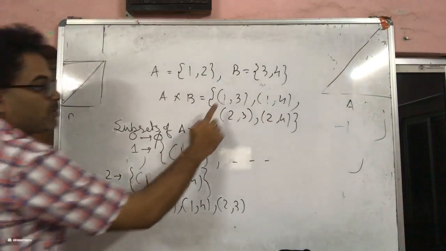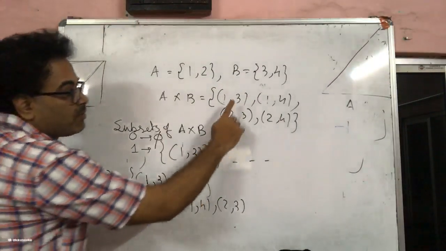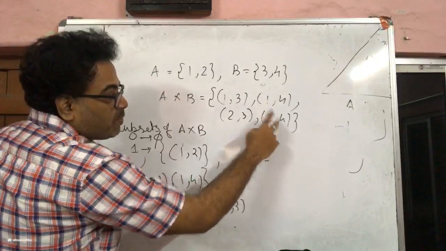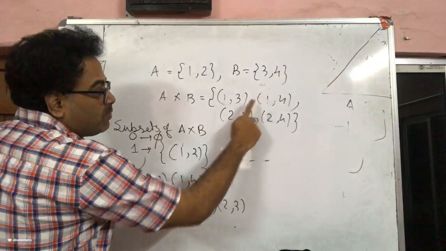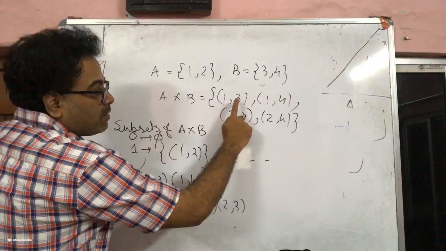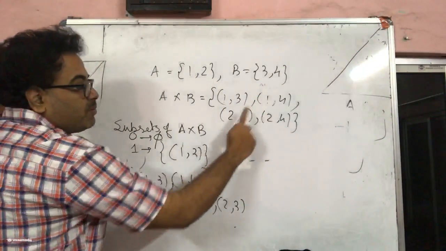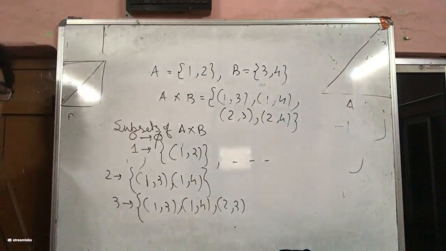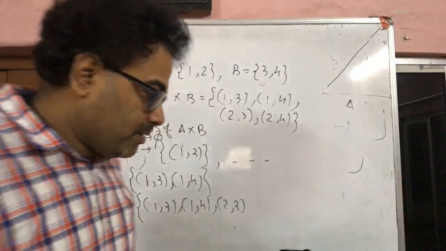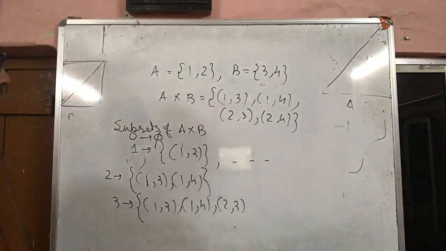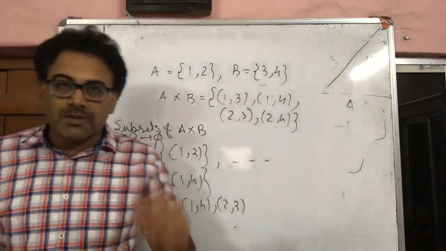ঠিক আছে, আরেকবার বলছি। 1 2 3 একটা, ওকে, 1 2 4 দুটো, 1 3 4 আর একটা, 2 3 4 আর একটা. Okay, this is 4, and all 4 taken only 1. Okay, so you have found all the subsets of A cross B.